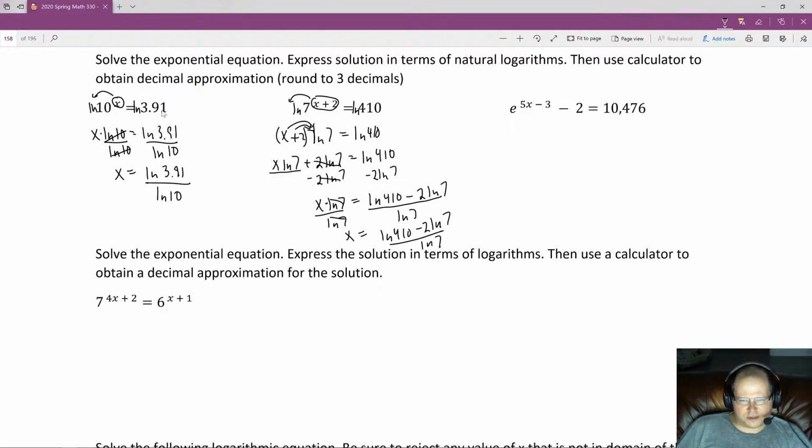There's a few things you could do. For instance, I have subtraction here, so I could move some of these around, but this is perfectly adequate. You could just plug this into your calculator and get the answer.